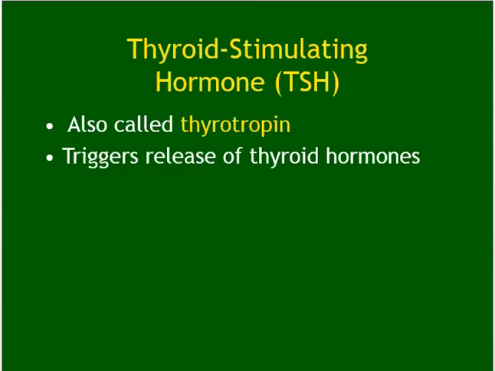Again, for each one of these stimulating hormones, there is another name called tropin, and tropin is the same thing as stimulating. So thyrotropin means tropin to the thyroid gland, means stimulating the thyroid gland, which is basically the same thing as thyroid stimulating hormone.